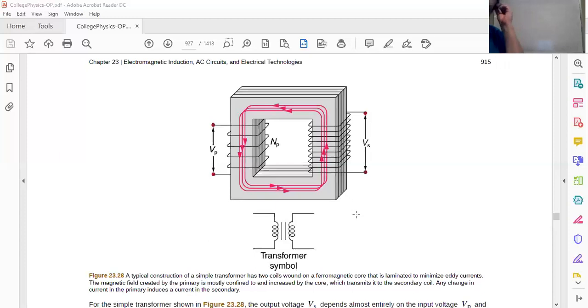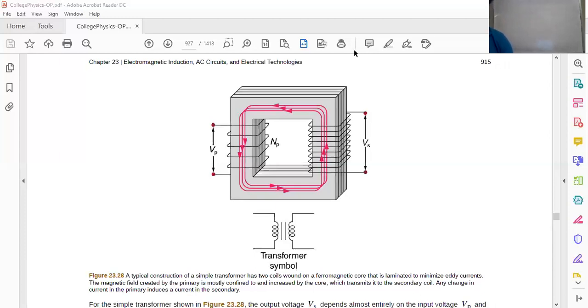Now we're going to find out that whether you have a step up or step down transformer directly depends on the number of coils, N sub P in the primary or N sub S in the secondary. So I'm going to draw a little picture.